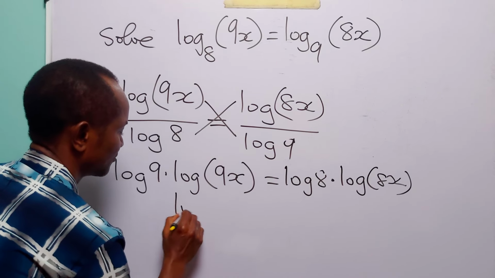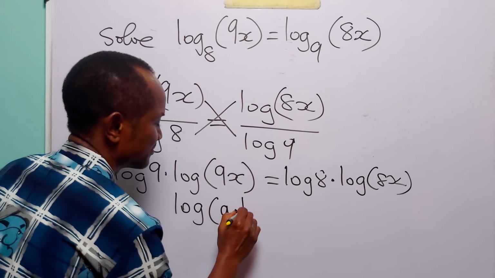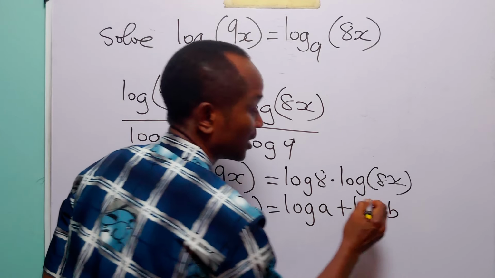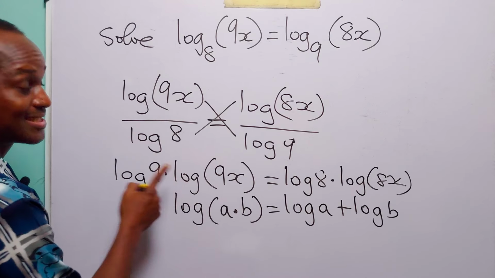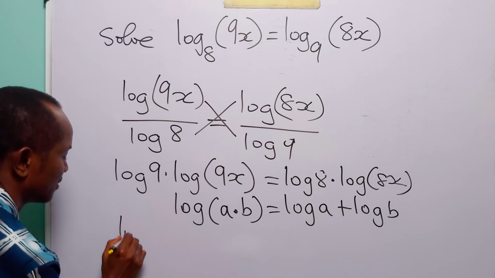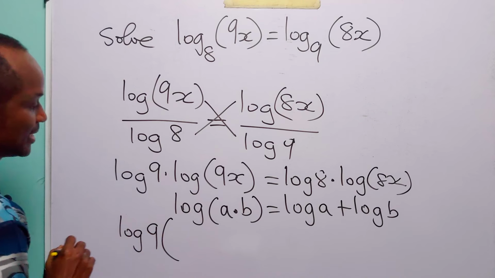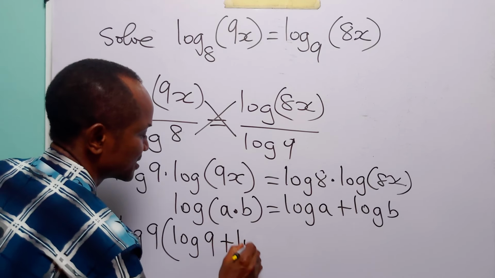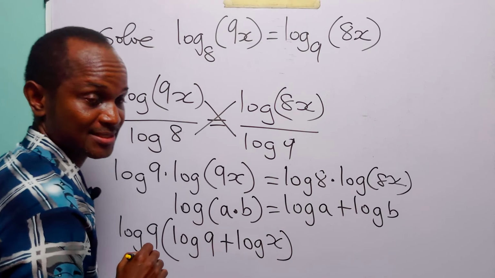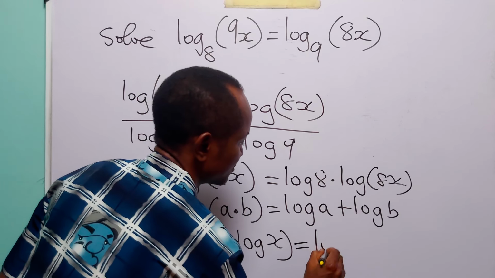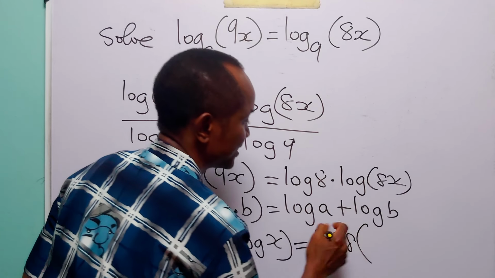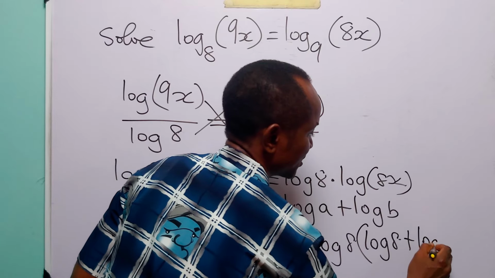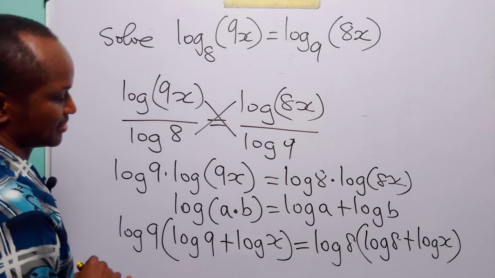Now remember that log a times b is equal to log a plus log b. So we are going to write this left-hand side as log 9 into log 9 plus log x. And of course, this is equal to log 8 into, breaking this apart, we have log 8 plus log x.